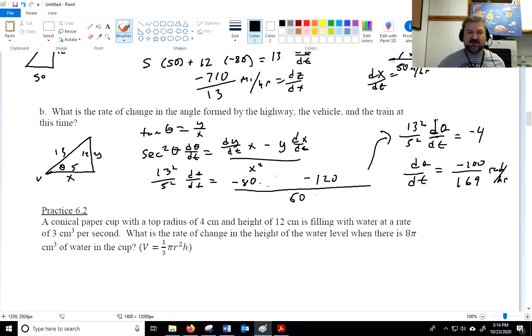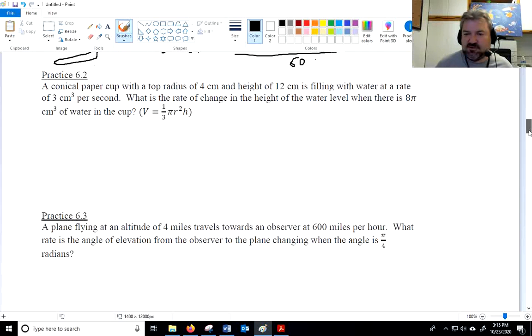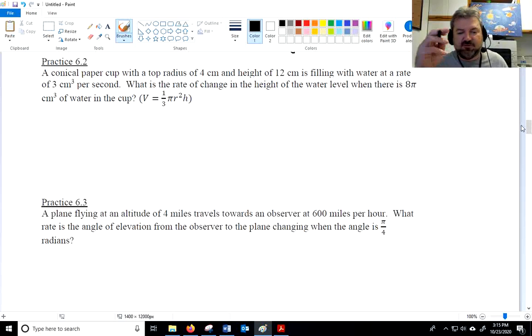Does it make sense that the angle is decreasing? Well, yeah, it sure does to me, because until this train actually reaches this crossover, the car is getting further away, the train's getting flat, the angle is getting more and more like that. All right, we got another practice. Oh, what do you know? Conical paper cups. Do the problem and pause the video, and then we'll go over it.